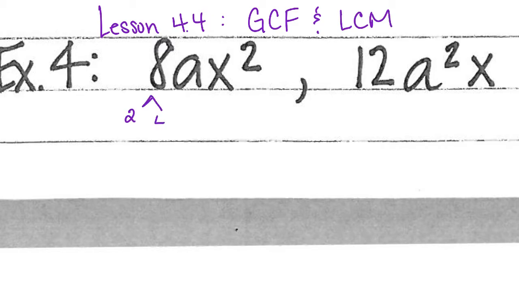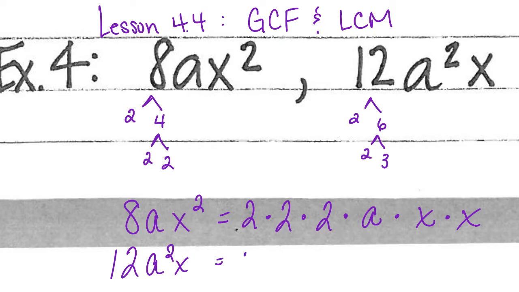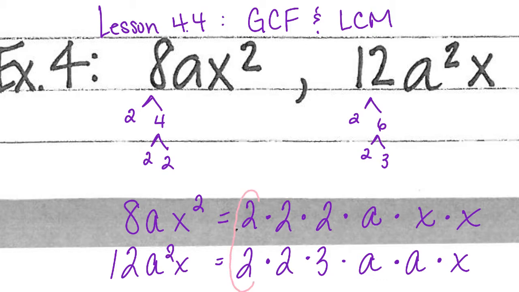Notice 8 is 2 times 4, 2 times 2, and that is it. 12 is 2 times 6, and 2 times 3. So if I have 8ax squared, that is 2 times 2 times 2 times a times x times x. If I have 12a squared x, 2 times 2 times 3 times a times a times x. Let's circle what's in common.